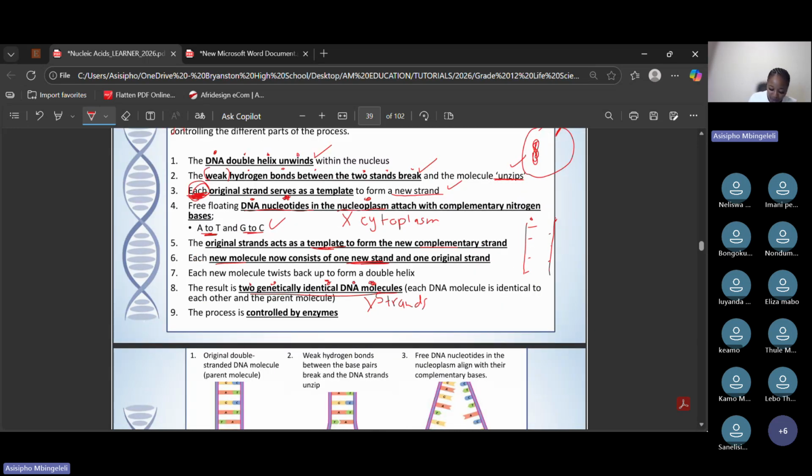This point over here is not important. The process is controlled by enzymes. That is not important. Remember, 6 marks. Let's go through this process.